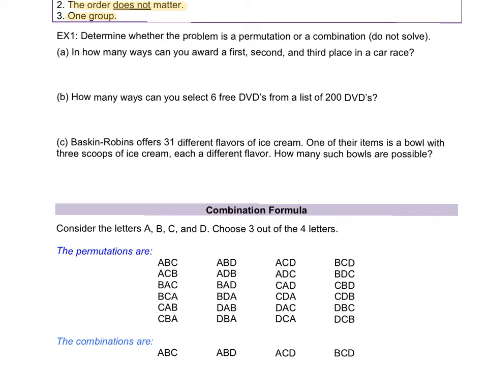Part A. In how many ways can you award a first, second, and third place in a car race? So notice it's first, second, third. There's this idea of order matters because there's a specific position. I mean, it really does matter to you, right? Whether you get first, second, third. So this is an example of a permutation.